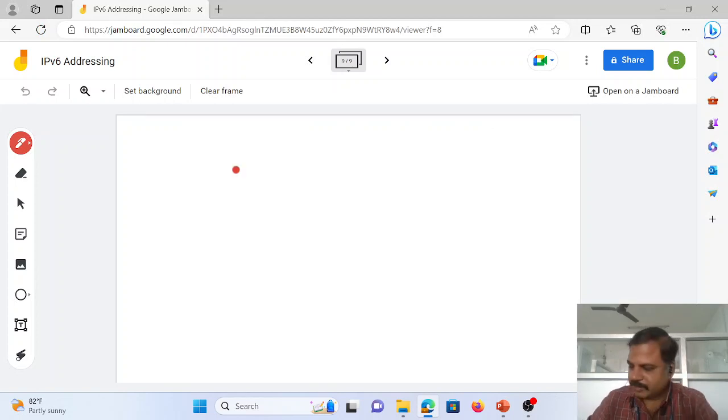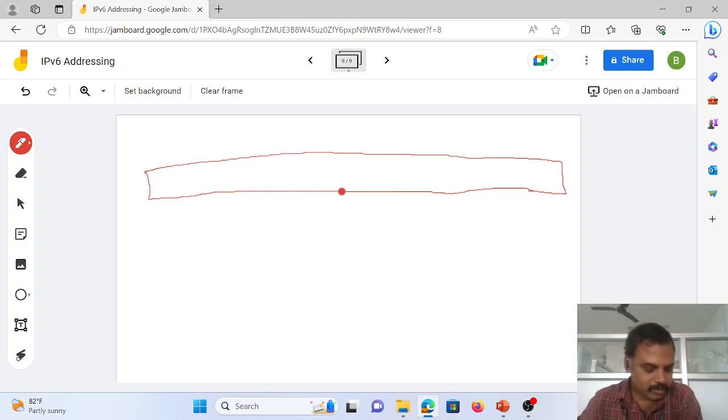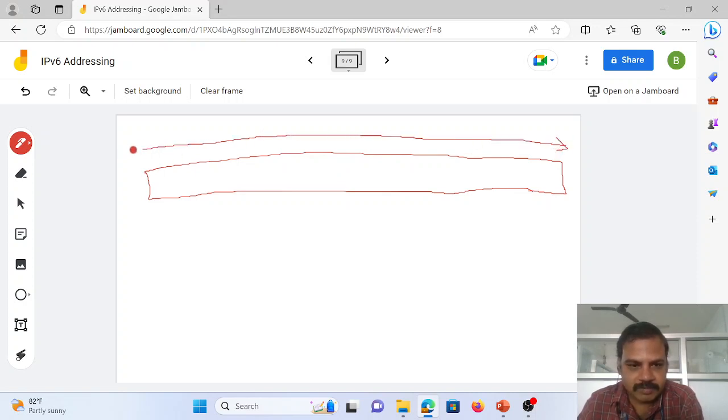Okay, let's take this 128-bit address. So here we are going to see the divisions in global unicast address. So the global unicast address, like any IPv6 address, is 128 bits. So this is the total length, 128 bits. Just divide this into two categories. So here 64 bits, on this side 64 bits.